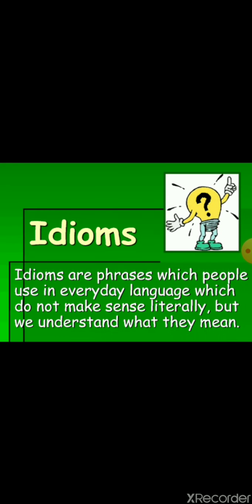Idioms. Now, idioms are phrases which people use in every language which do not make sense literally, but we understand what they mean when we use them in the sentence. For example, apple of my eye. Apple of my eye, if we talk about the replacement in Hindi, aankhon ka tara. The son is the apple of the eye of his mother. Mother ki aankh ka tara.